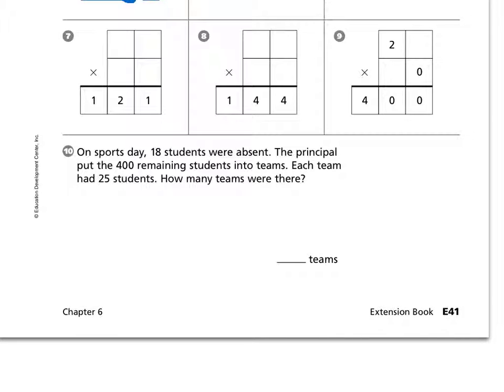Number 10. On sports day, 18 students were absent. The principal put the 400 remaining students into teams. Each team had 25 students. How many teams were there?